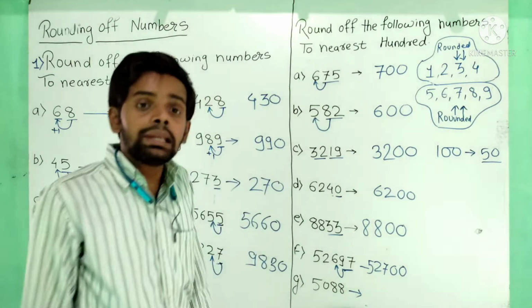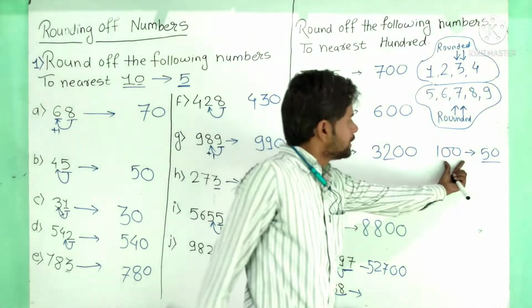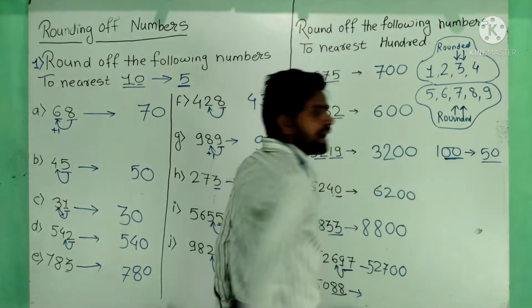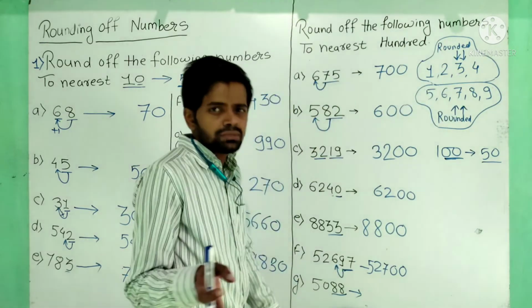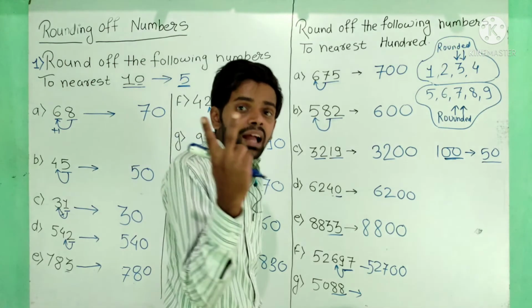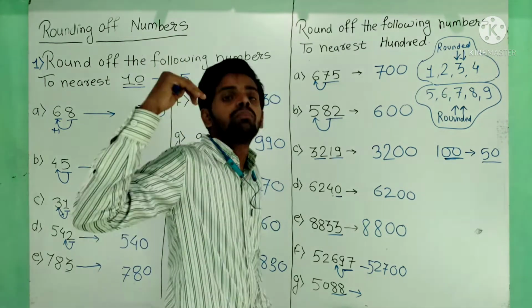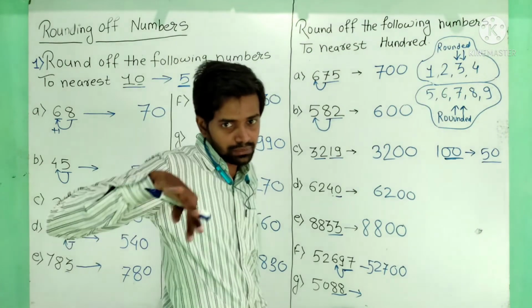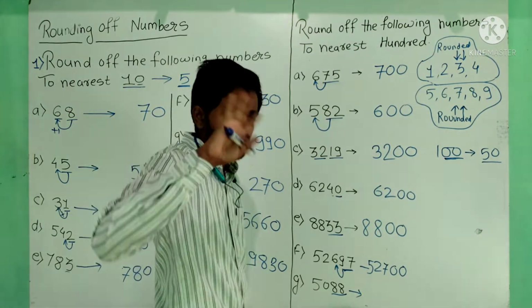It is 5088. We have to observe the last two digits. We have to observe the number formed by the last two digits. If it is 50 or more than 50, then it will be rounded. If it is more than 50, rounded up. If it is less than 50, rounded down. And if it is exactly 50, then it is also rounded up.